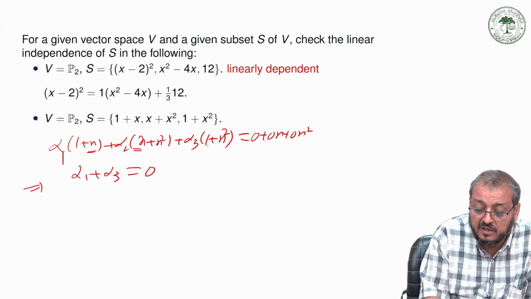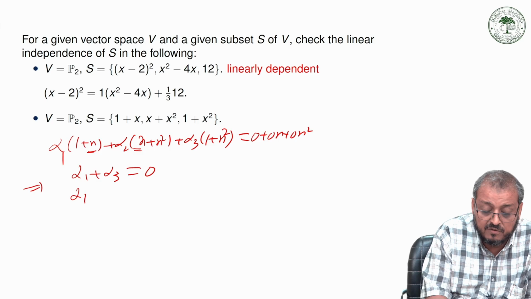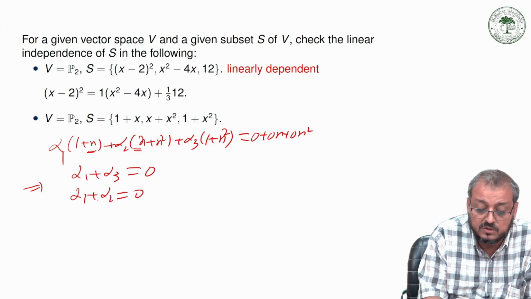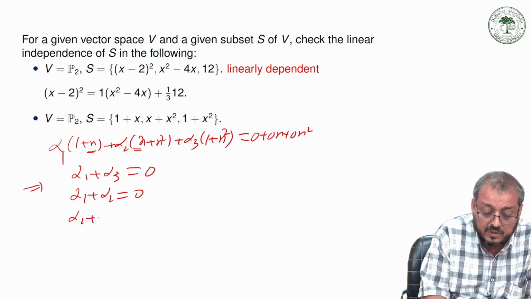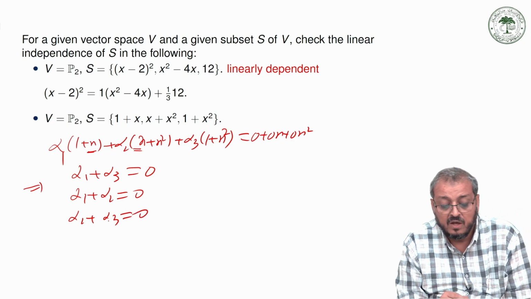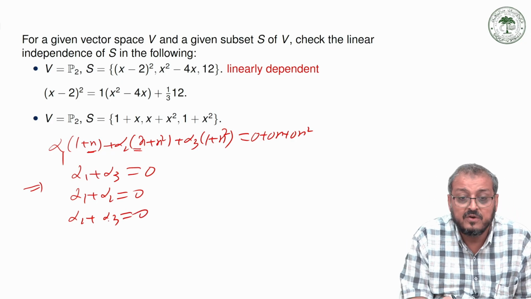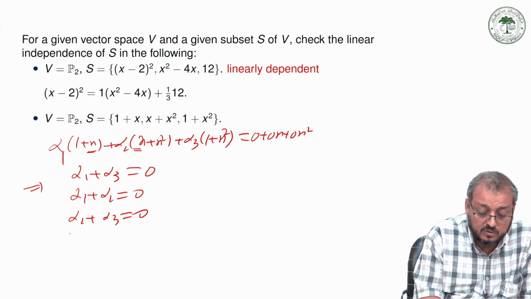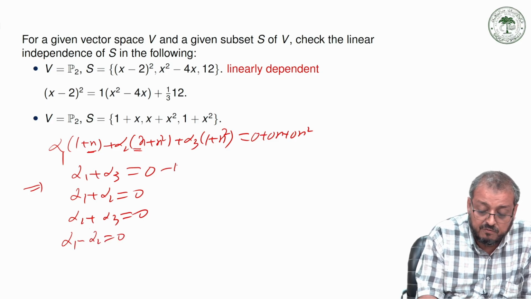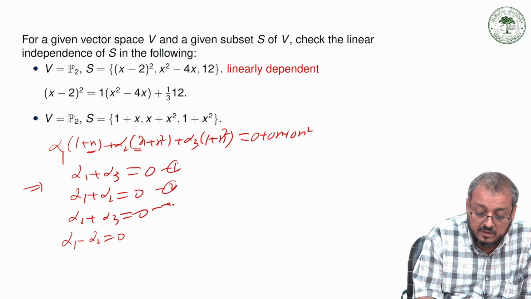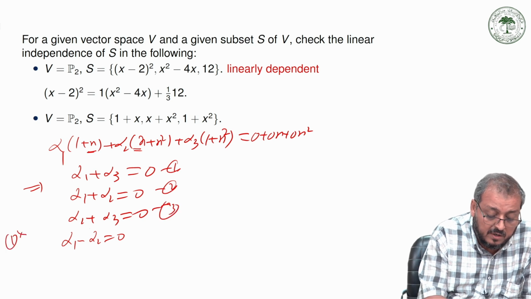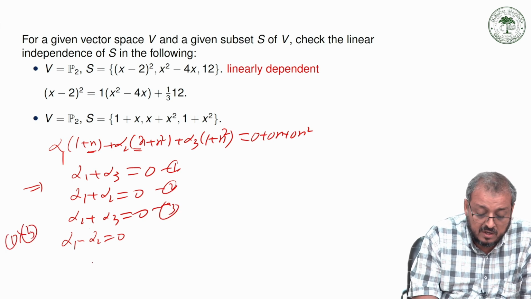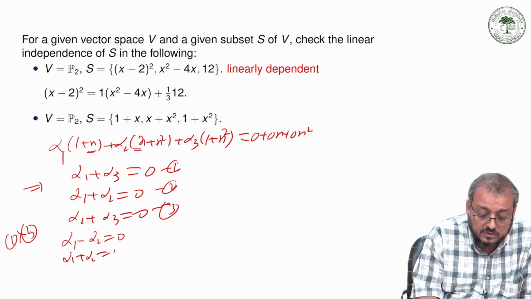The x coefficient is in the first and second, so alpha 1 plus alpha 2 is equal to 0, and now alpha 2 plus alpha 3 is equal to 0. So we have to simplify these three equations. You can easily check: alpha 1 plus alpha 3 is 0 and alpha 2 plus alpha 3 is 0. If we subtract these, we get alpha 1 minus alpha 2 is equal to 0. And now we have alpha 1 plus alpha 2 is equal to 0.